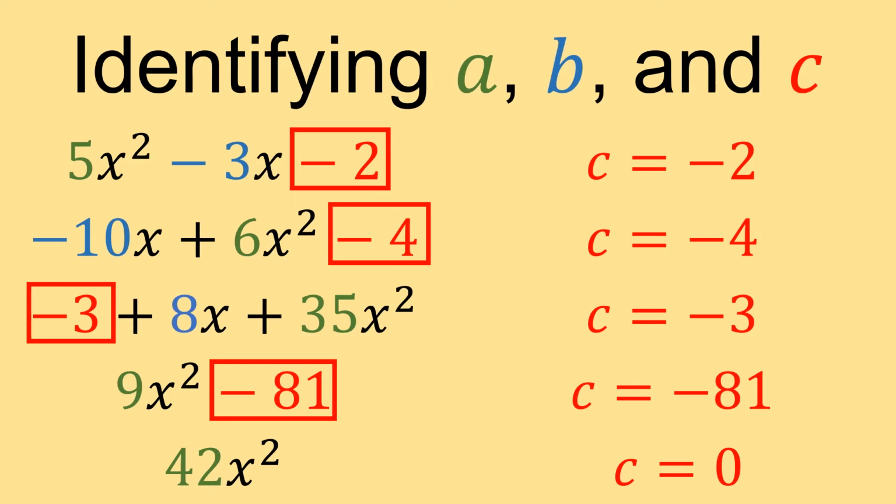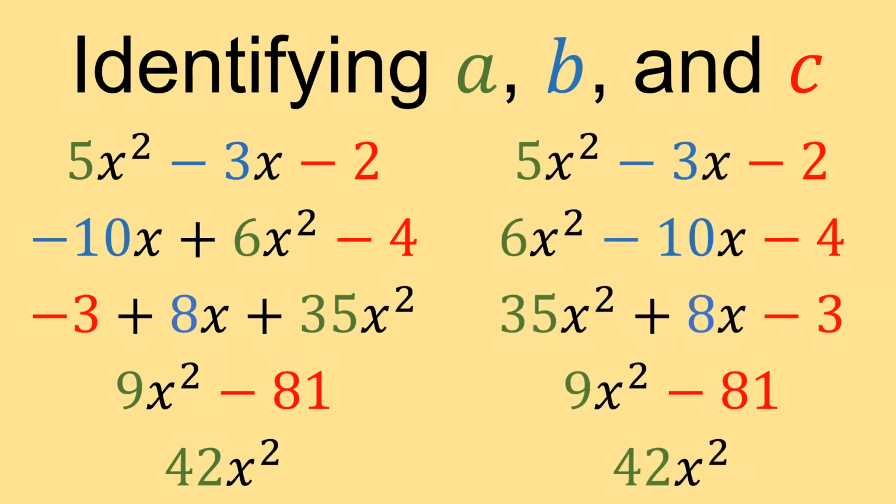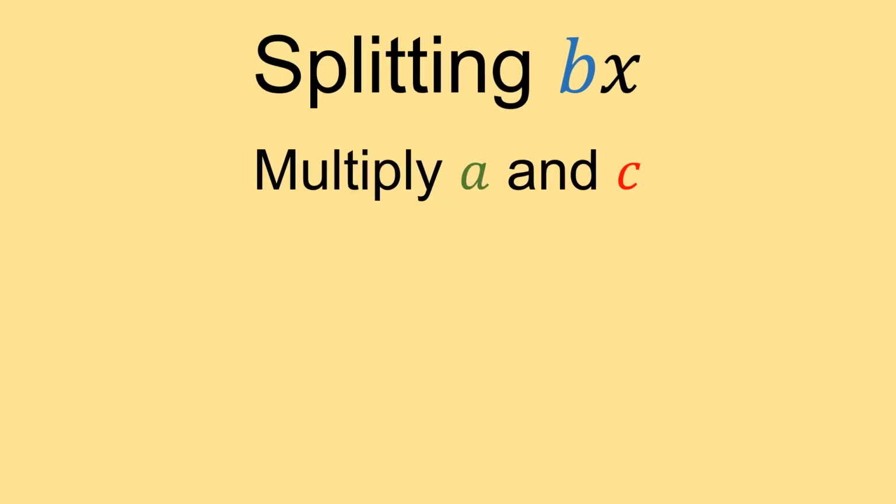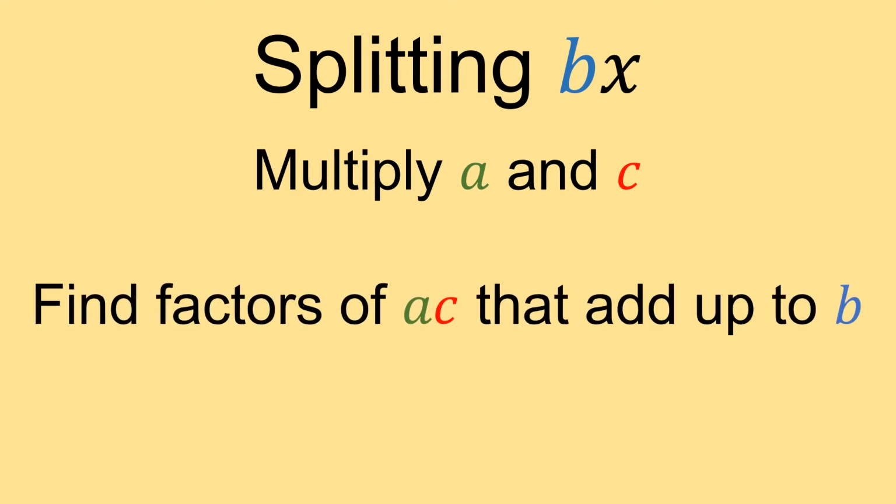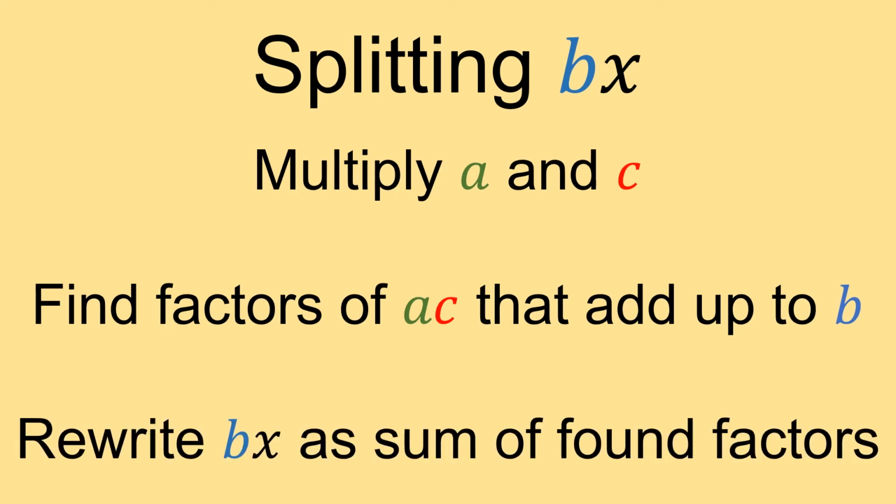I recommend that at the beginning of you working on the problem, you just reorder your expression so that the ax squared term is in the beginning, your bx term is in the middle, and your c term is at the end. So now let's move on to talking about how you split up the bx term. The AC method has you multiply a and c together, find the factors of a and c, and determine which ones add up to b. After finding those factors, you basically rewrite the bx term as the sum of those two factors.